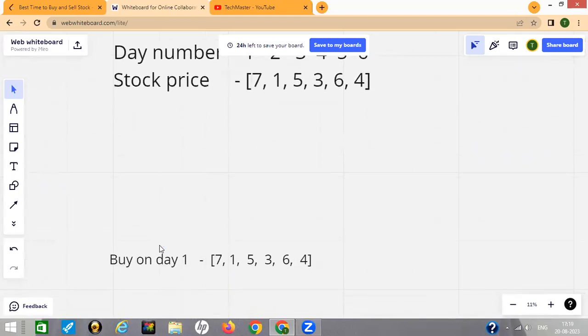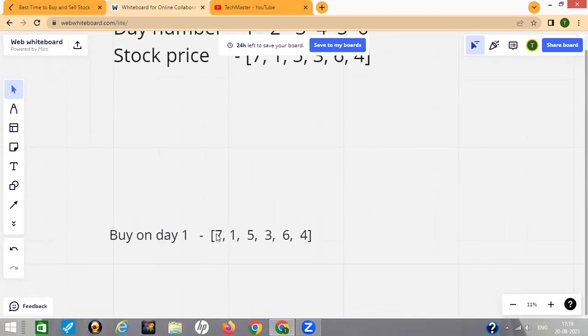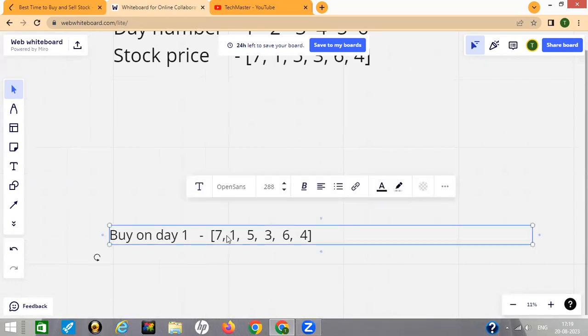For example, if I buy the stock on day one, I will check upcoming days. Like if I sell my stock on day two, day three, day four, day five, day six, then what all profit I'm making. So I need to keep track of my maximum profit. Initially my maximum profit will be 0, because if we are not able to make any profit, then the value that we will be returning will be 0. So here we do not make any profit.